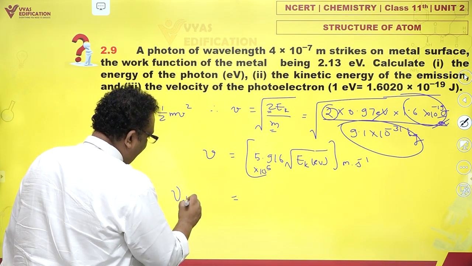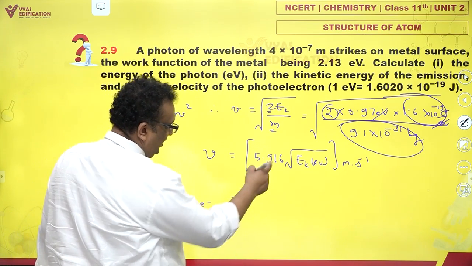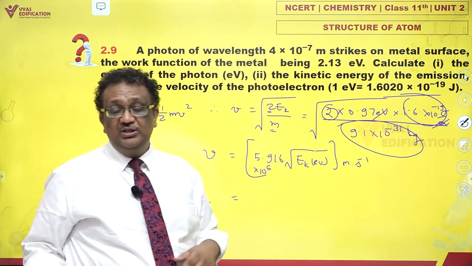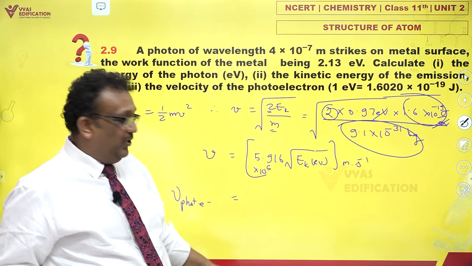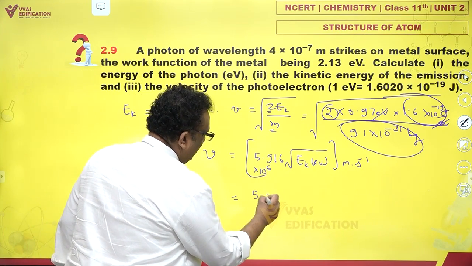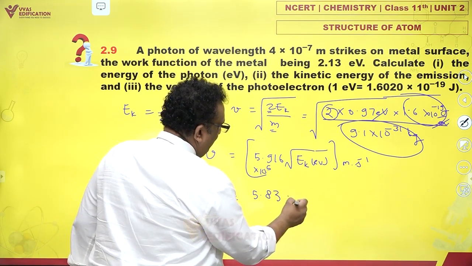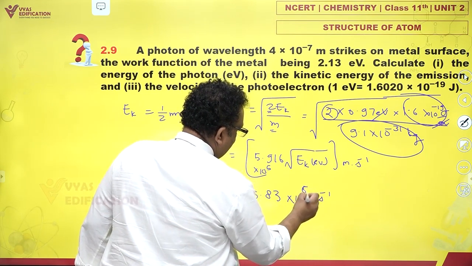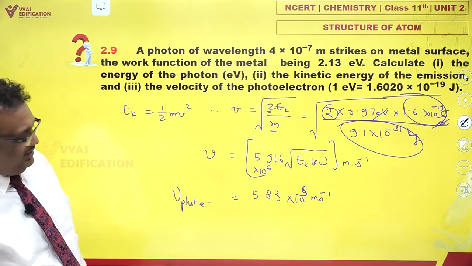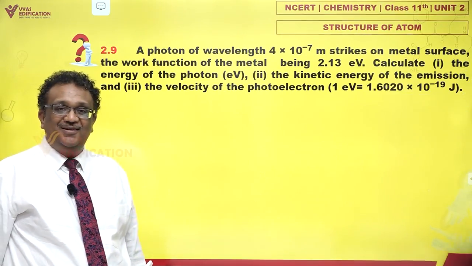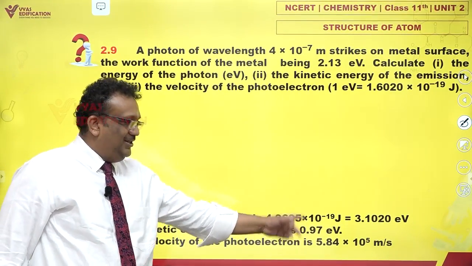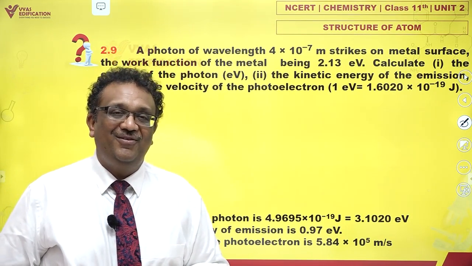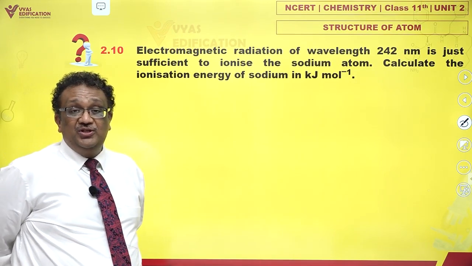The velocity of photoelectron will be, in our case, this is 0.97 electron volts. That is the kinetic energy. We take a root of that and multiply, we would get 5.83 into 10 raised to 5 meters per second. This is what we will get, right? These are the official answers. We are very close to that. That's perfectly all right.